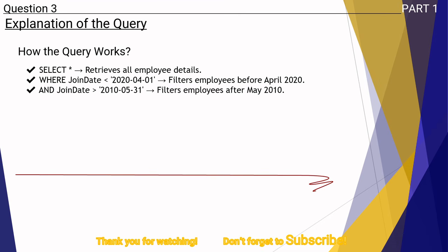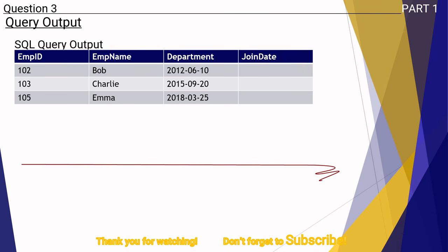First, select star retrieves all employee details. Then, the where clause filters employees based on their join date. The AND operator ensures we only get records that satisfy both conditions. After executing the query, we get this output. Employees Bob, Charlie and Emma meet the criteria as they joined between June 2010 and March 2020. Employees Alice and David are excluded since their joining dates are outside this range.